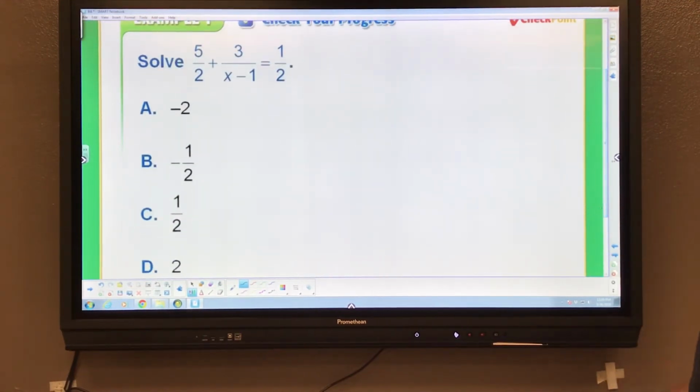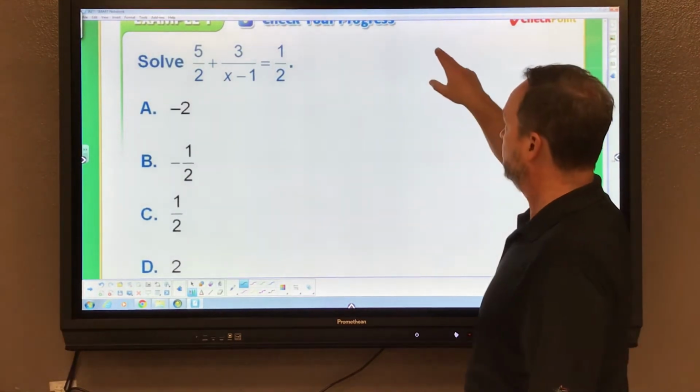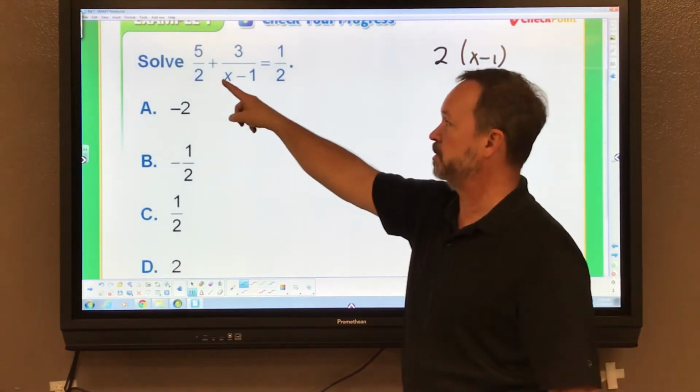So here's another one where we want to find the least common denominator, the least common multiple for the denominators. You'd have to have a 2 in it. You'd have to have an x minus 1 in it, because you can see the 2 and the 2.